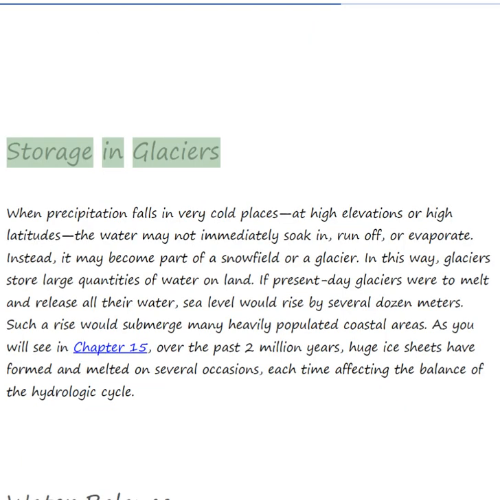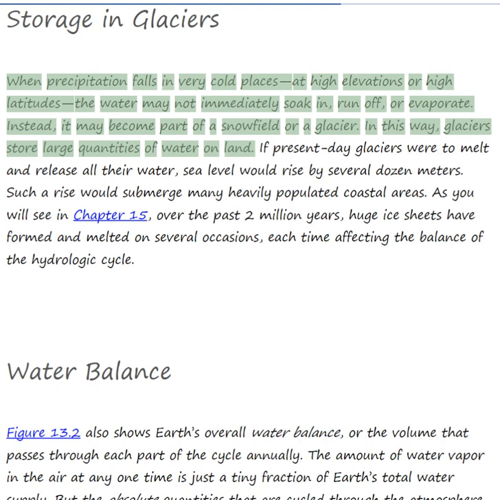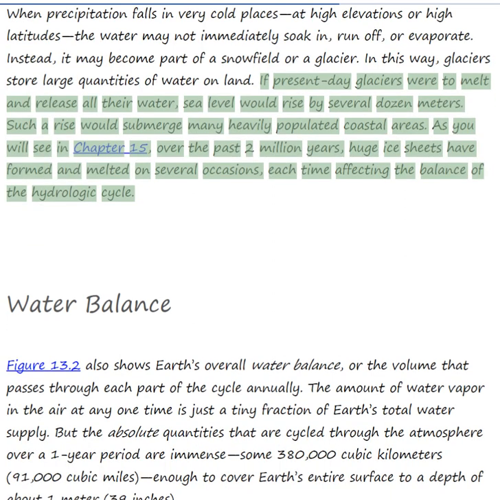Storage in glaciers. When precipitation falls in very cold places, at high elevations or high latitudes, the water may not immediately soak in, run off, or evaporate. Instead, it may become part of a snowfield or a glacier. In this way, glaciers store large quantities of water on land. If present-day glaciers were to melt and release all their water, sea level would rise by several dozen meters. Such a rise would submerge many heavily populated coastal areas. As you will see in Chapter 15, over the past 2 million years, huge ice sheets have formed and melted on several occasions, each time affecting the balance of the hydrologic cycle.